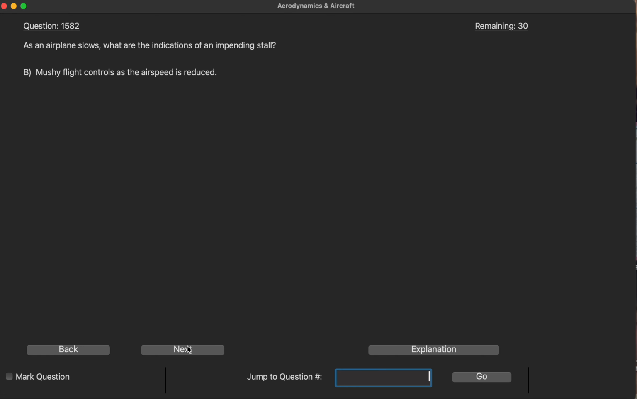As an airplane slows, what are the indications of an impending stall? Mushy flight controls as the speed is reduced. When would a pilot most likely enter an accelerated stall inadvertently? In a base to final turn when overshooting. Why does true airspeed differ from indicated airspeed as altitude increases? It's due to lower air density that impacts the pitot tube and static port.